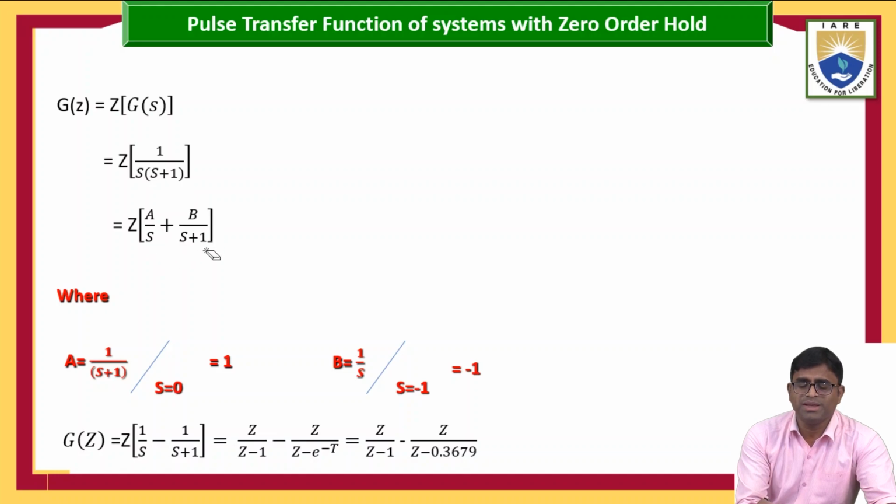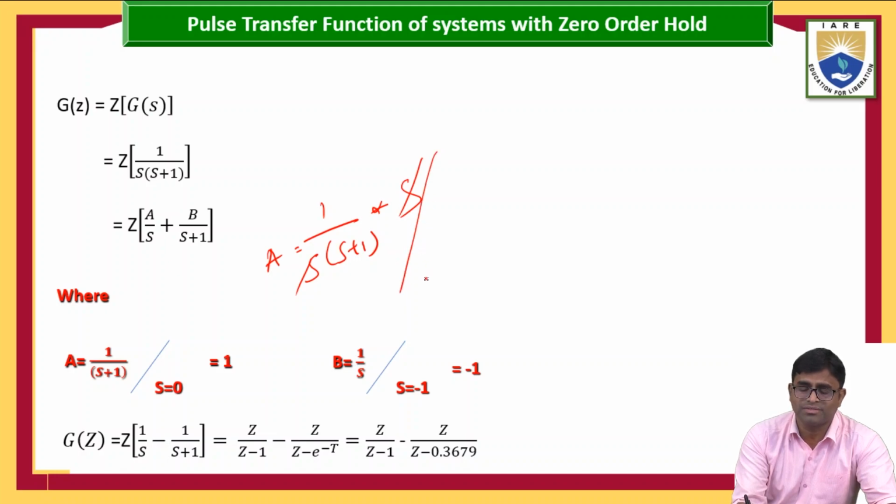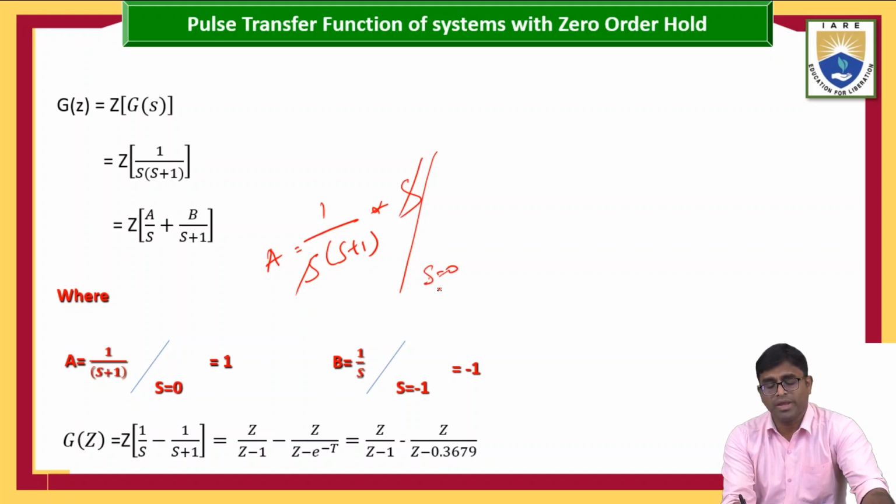A by s plus B by s plus 1. So, substituting for finding the A value here, A equals, I am repeating once again for explanation purposes, A equals, what is the total function? 1 by s into s plus 1, into, what is the A value, the below value? So this cancels and we substitute the value of s, which is 0. So 1 by 0 plus 1 is 1.